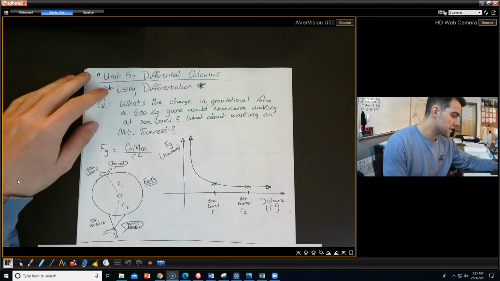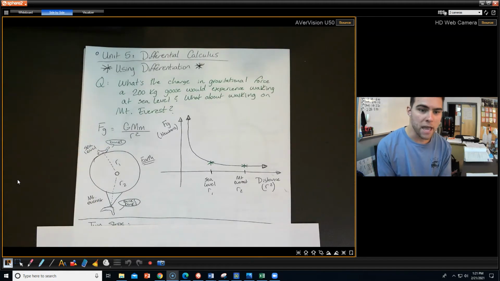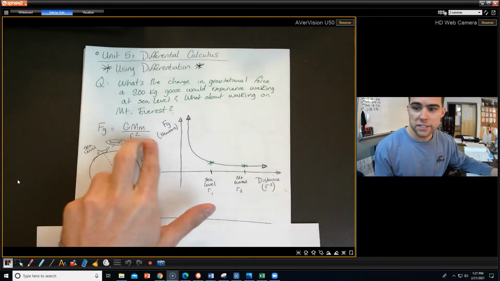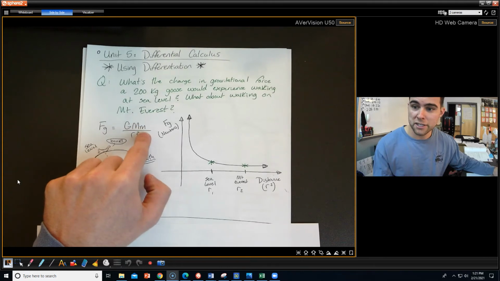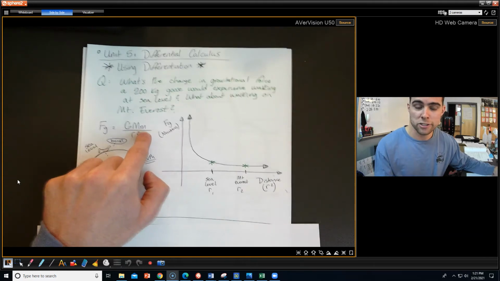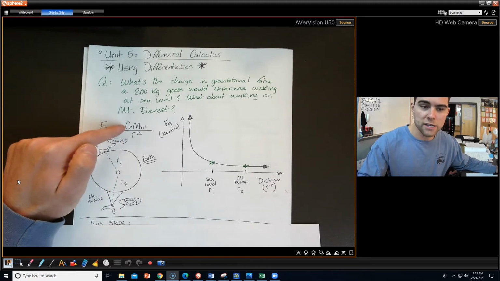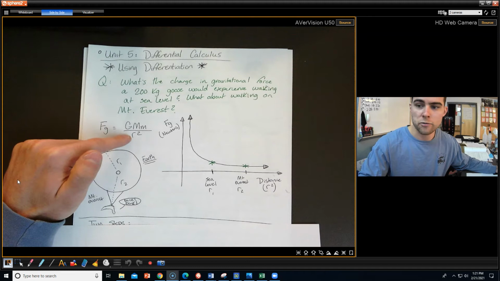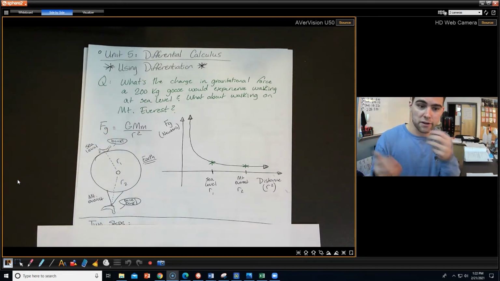So a little context to this, okay? Fg equals GMm over r squared. That is Newton's law of gravity between two objects. So the two objects we are going to look at later, the two masses, which are these m's: big M is going to be the Earth, little m is going to be the 200 kilogram goose, which is not that little for a goose. G is a universal gravitational constant, which I will provide, and then r squared is the actual distance between the goose and the center of the Earth.